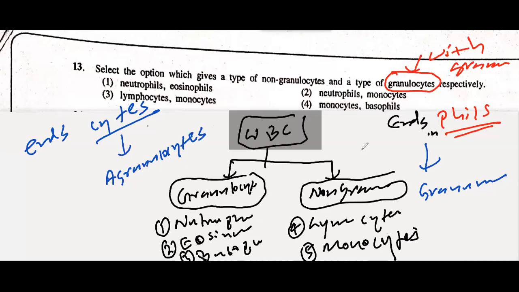Non-granulocyte means without granules in the cytoplasm. You get dots here. Those dots are granules. Like if you take a WBC, like a neutrophil, there's a nucleus and here there are dots like this. Those are called granules. Right. Okay, so that is about the WBC. What is the answer now? Everyone should be able to give the answer now. Question number 13. Any volunteers?